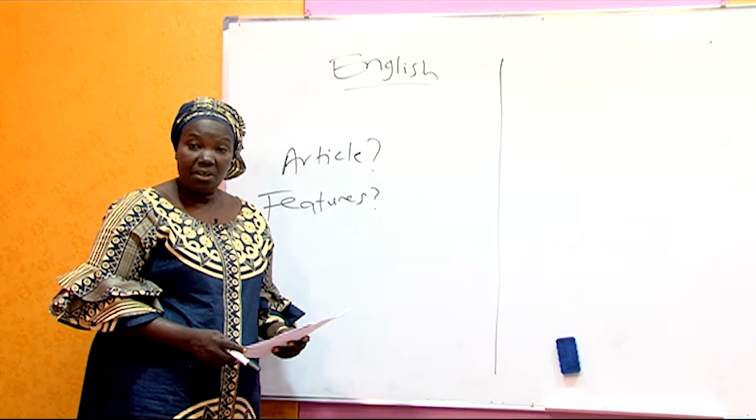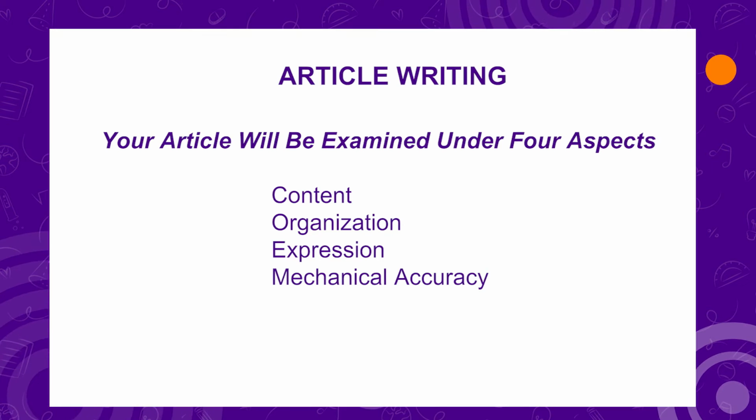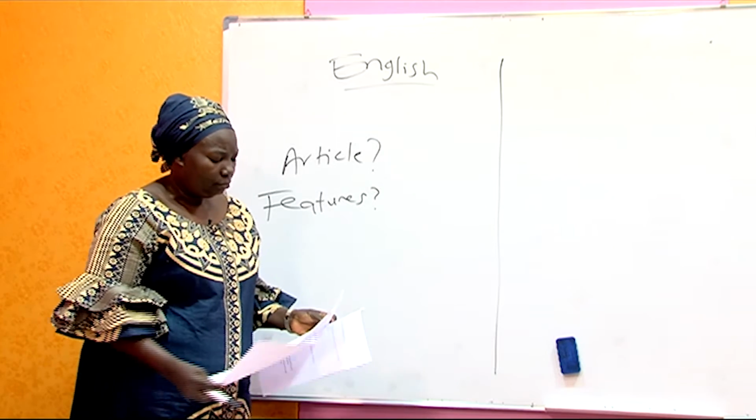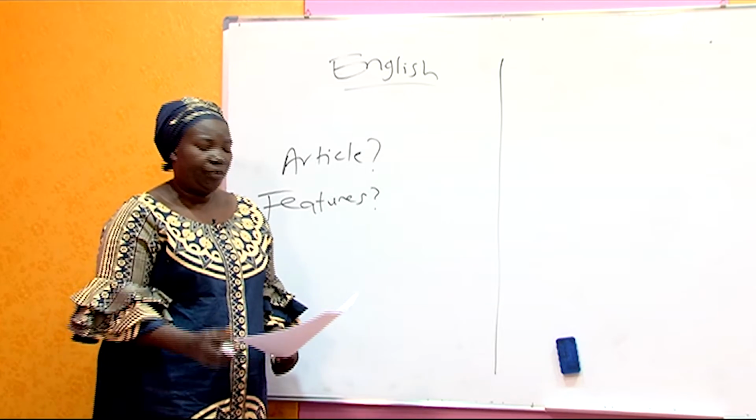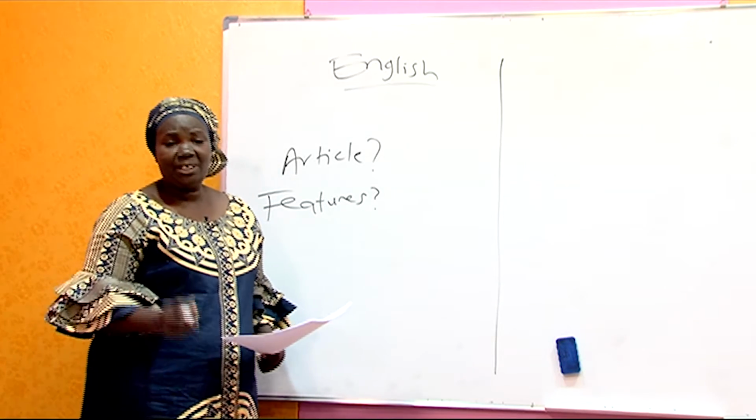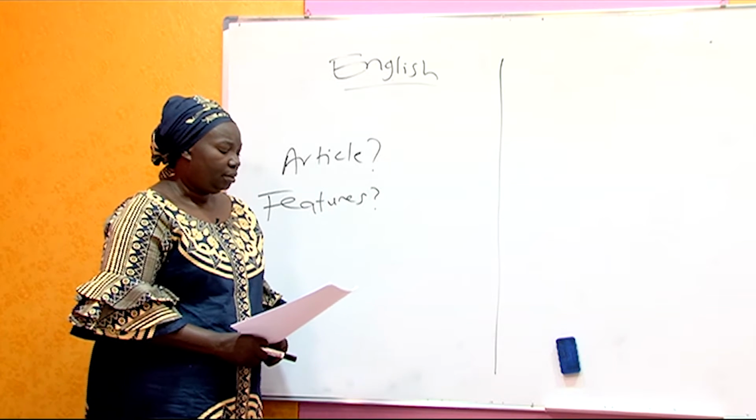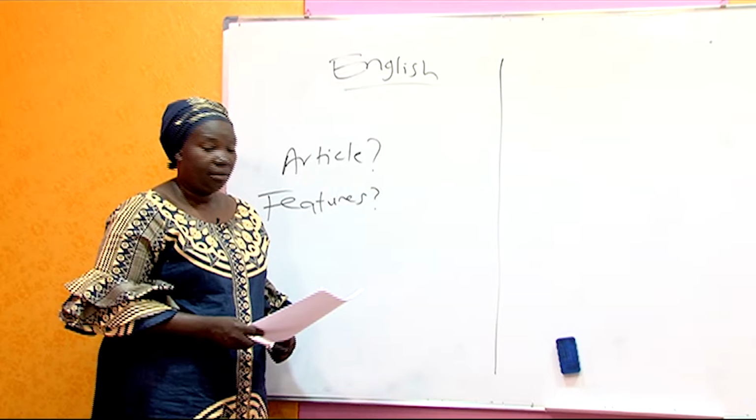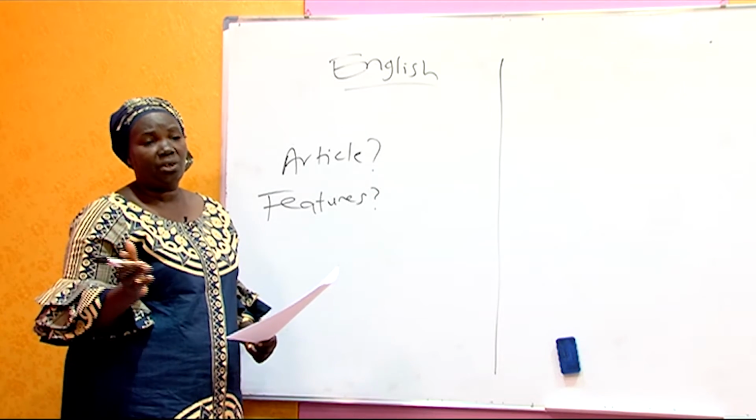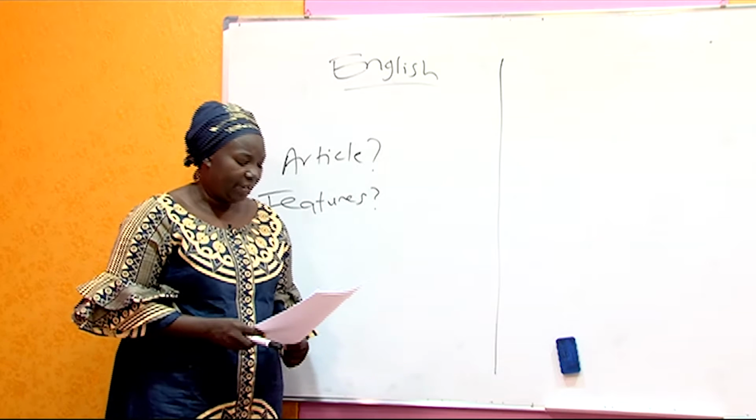Note that your work will be marked on 4 aspects, which I have told you before, which is content, organization, expression, and mechanical accuracy. Let's take question 1 and apply these features that we have just discussed. What is the requirement of question 1? You are required to write an article for publication on the importance of national sports festivals. Now, organization. How do you go about organizing this writing?